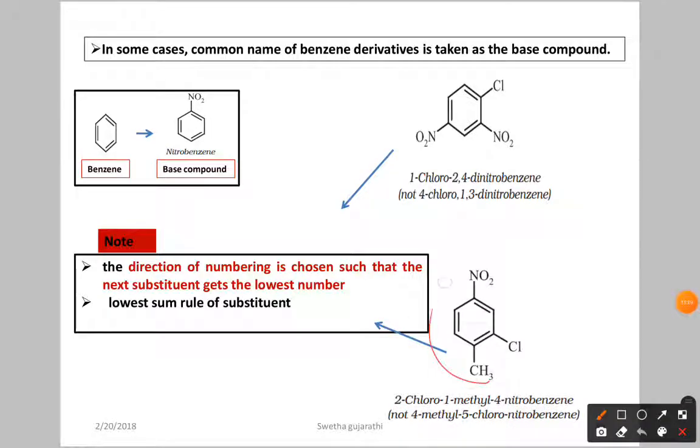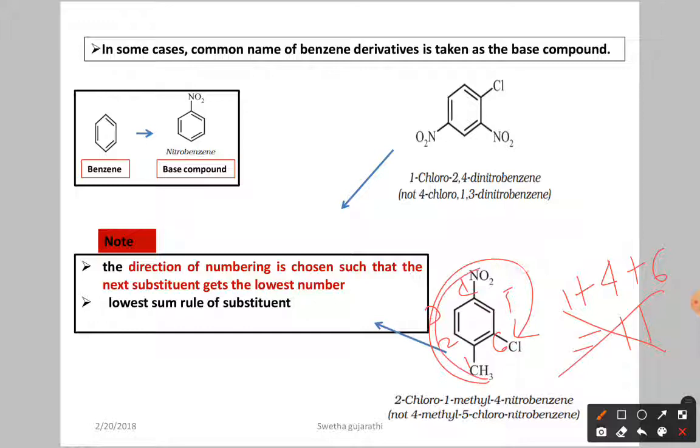If you move in the other direction, what happens? It will be much longer: first carbon, second, third, fourth, fifth, sixth. Now let us count. First carbon has the methyl, fourth carbon has the nitro, and sixth carbon has the chlorine. So the total is 11. The sum of the substituents will be more, so we are not going to give the numbering like this.